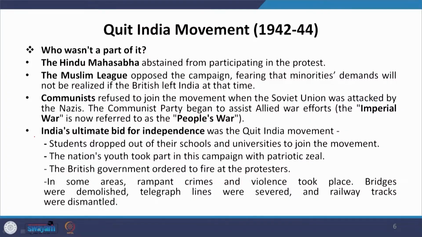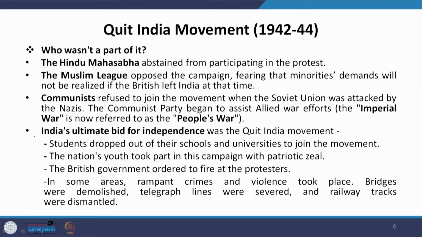When talking about the Quit India movement, we also need to understand the groups that did not participate in this quintessential movement. The Hindu Mahasabha abstained from participating in this protest. Similarly, the Muslim League opposed the campaign and feared that the minorities' demands would not be met if the British left India at that time. Then the communists also refused to join the movement when the Soviet Union was attacked by the Nazis. The Communist Party began to assist Allied war efforts.